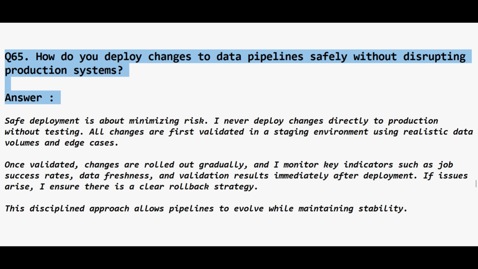Once validated, changes are rolled out gradually, and I monitor key indicators such as job success rates, data freshness, and validation results immediately after deployment. If issues arise, I ensure there is a clear rollback strategy. This disciplined approach allows pipelines to evolve while maintaining stability.